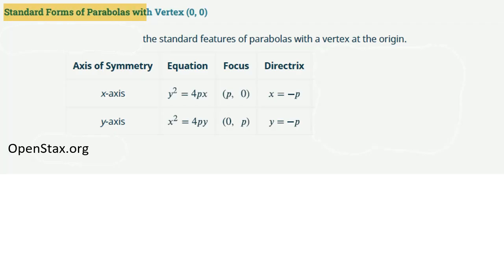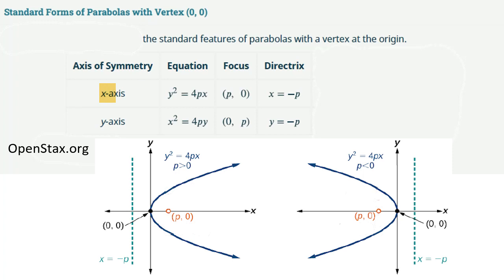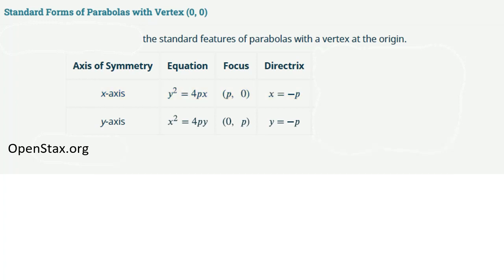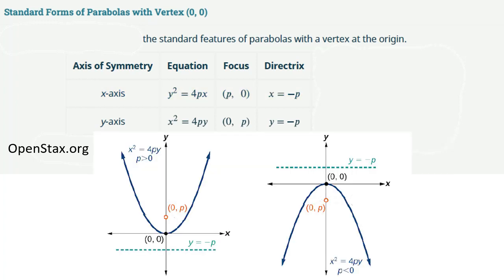So if we consider the standard form of the parabola with the vertex at the origin, if the axis of symmetry is the x-axis, then the parabola opens right or left. The equation is y squared equals 4px, focus (p, 0), directrix x equals minus p. If the axis of symmetry is the y-axis, the parabola opens up or down. The equation is x squared equals 4py, focus (0, p), and the directrix is y equals minus p.